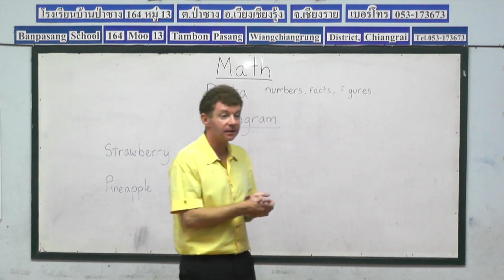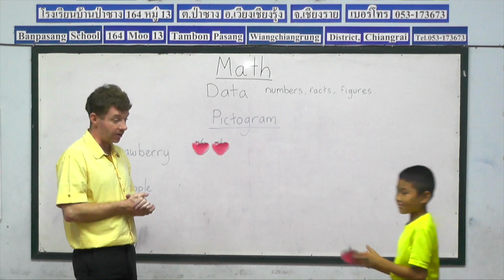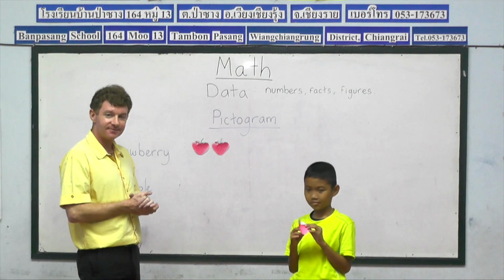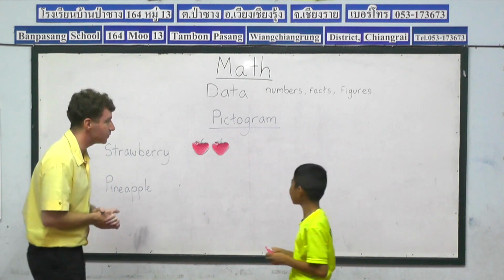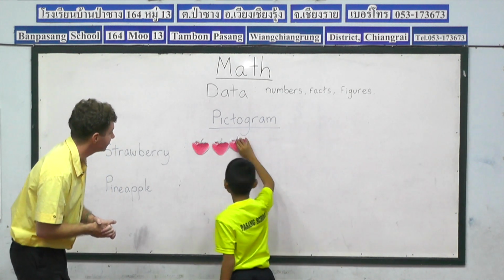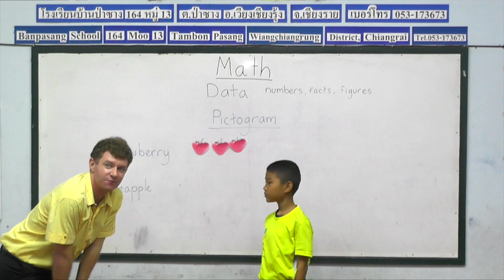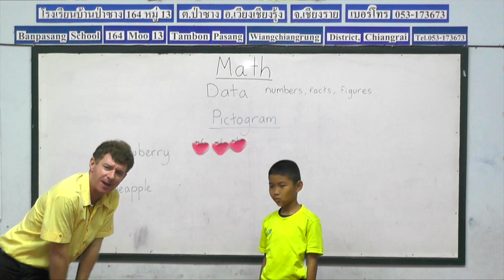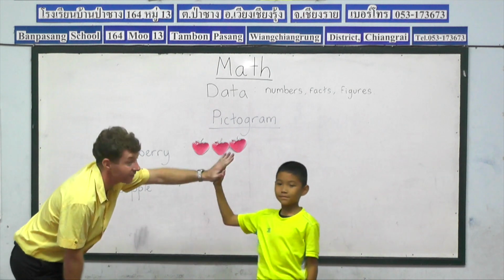So Pangpon, can you bring your favourite fruit, please? Okay, can you show your friends? What fruit, guys? Strawberry again? Okay, so can we place strawberry on the board? And say strawberry. How many for strawberry so far? 3. How many for pineapple? 0. Well done, Pangpon. Very good.